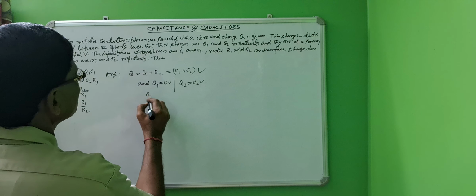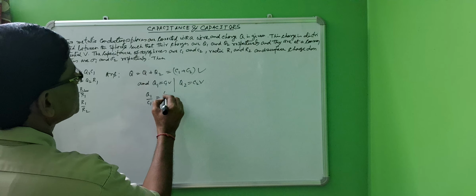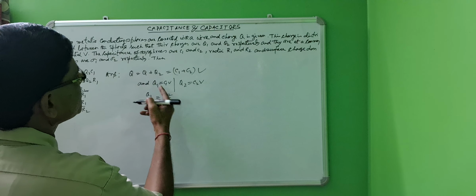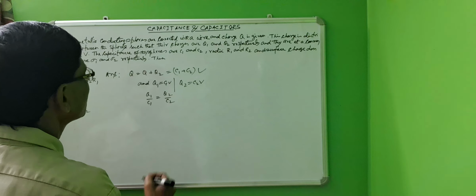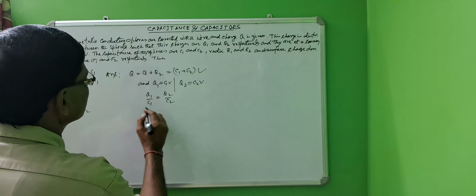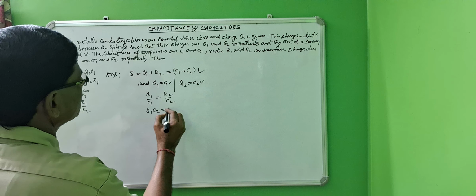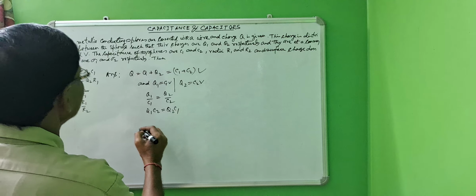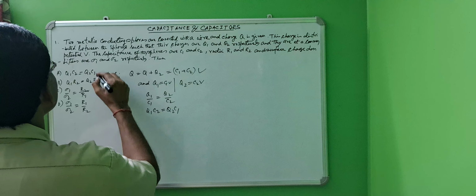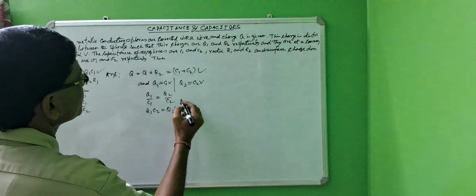So Q1 upon C1 equals Q2 upon C2 from these two. So Q1 C2 equals Q2 C1. So answer A is the right one.